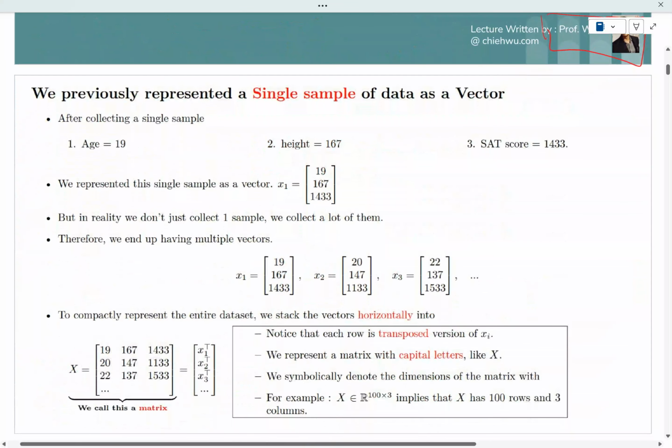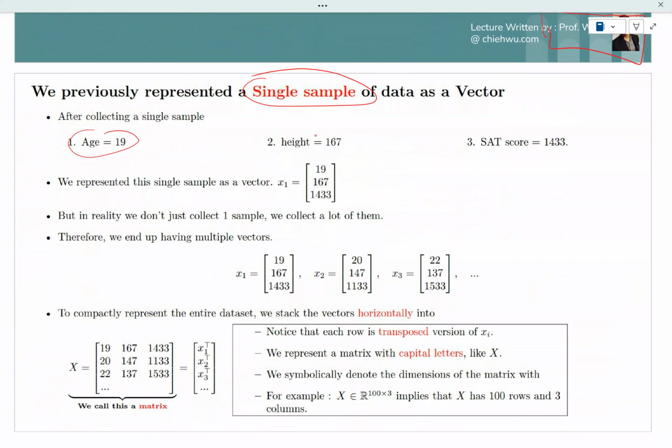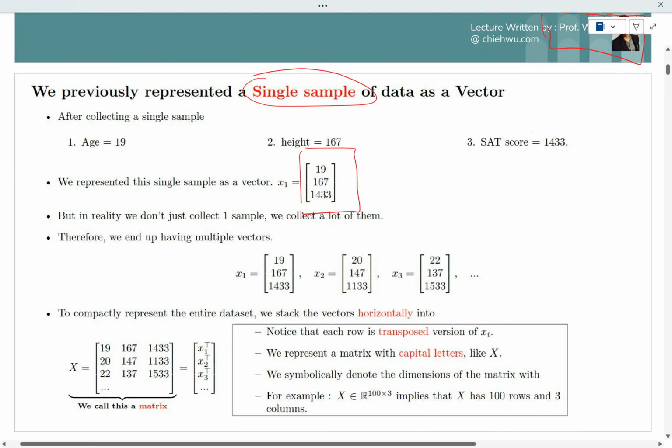All right. So previously, remember that we had an example where we were gathering data about Northeastern University students. We were collecting a single sample. We asked one person their age, their height, SAT score, and once we finished asking all these questions, we collected the data into a column of numbers, which we call a vector. This column vector we represent as x1, the first person.